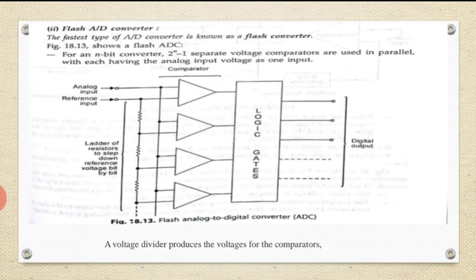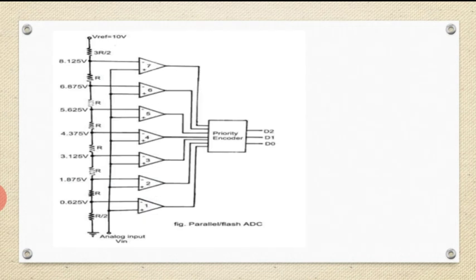So the next one is the flash analog to digital converter. Here a number of registers and comparators are used, and logic gates, and the output is given as digital output. I will go through another circuit so that we can easily understand how it is arranged. This is the circuit I put.